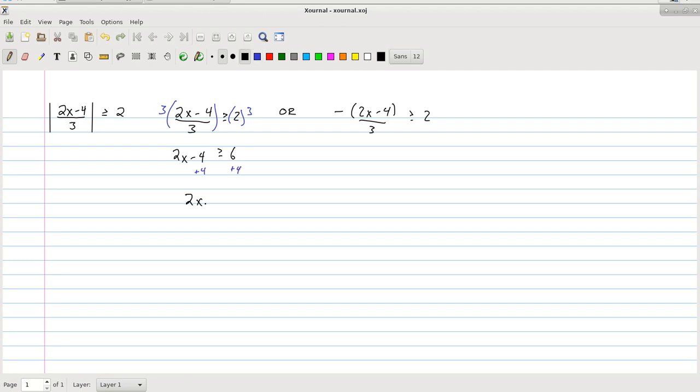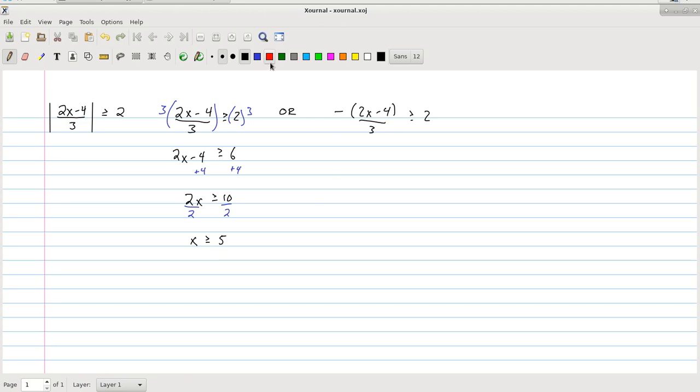This leaves us with 2x is greater than or equal to 10. And then finally, to isolate the x, divide both sides by 2. Since what we're dividing by is not negative, this won't affect the inequality, and this will leave it as a greater than or equal to. So we get x is greater than or equal to 5. Let's now solve the other half of the problem.